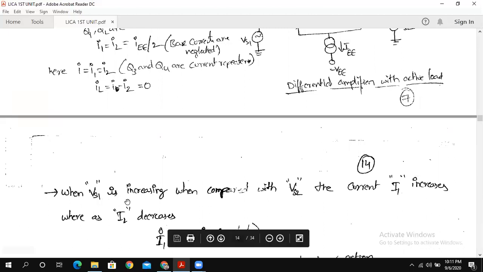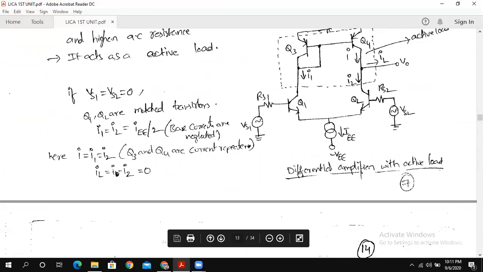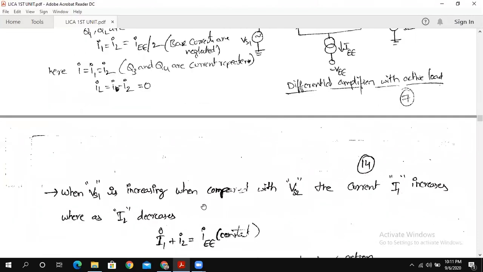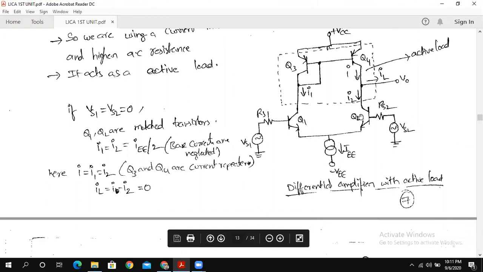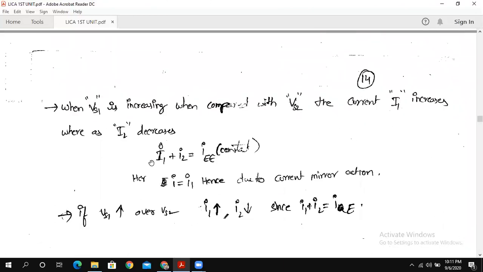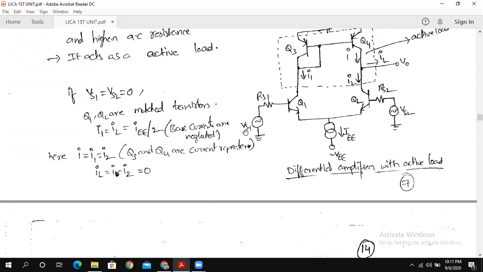Now, as Vs1 increases when compared with Vs2, the current I1 increases whereas I2 decreases. So this will balance the current. I1 plus I2 is equal to IE, which is constant. So if I1 increases, I2 is going to decrease, maintaining the constant current IE. So here IE is maintained constant.